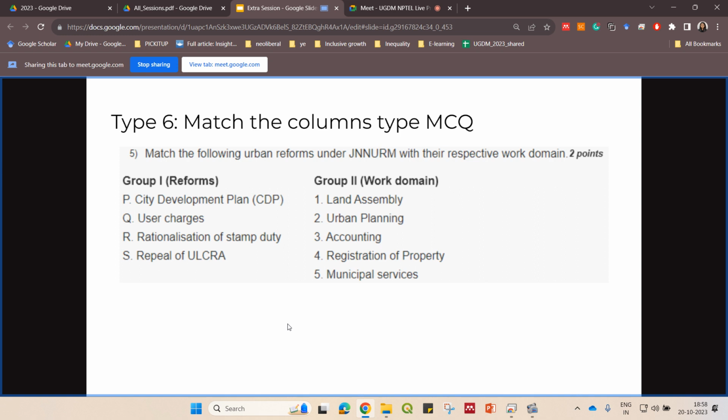But other times you can even have a match the columns type of situation in which you only would have to enter what elements of column 1 match with what elements of column 2. So this is again another possibility of a type of question which you might get in your exam.